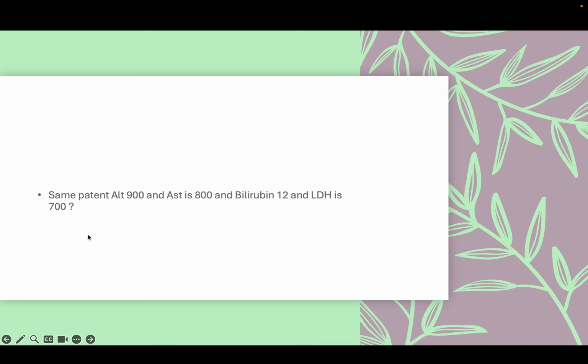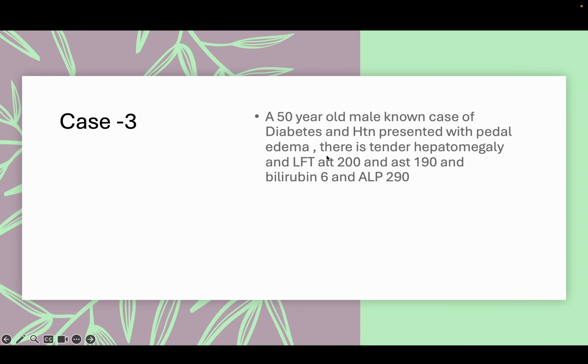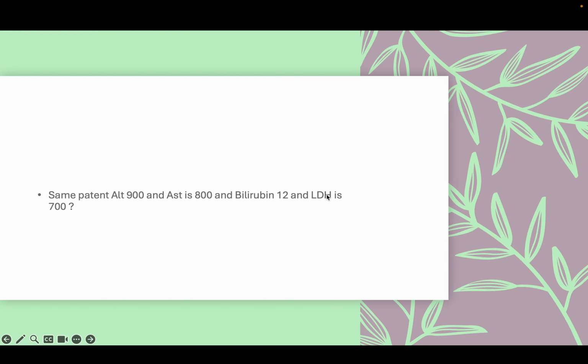Now the same patient with diabetes and hypertension has ALT of 900 and AST of 800, bilirubin is 12, LDH is 700. Unlike the previous case, where ALT and AST were around 200 and 190, about 3 times the upper limit of normal, here enzymes are almost touching the thousands. What is the possibility? Bilirubin is on the higher side, LDH is 700, but ALP might not be significantly elevated in this patient. So this might be a case of ischemic hepatitis.